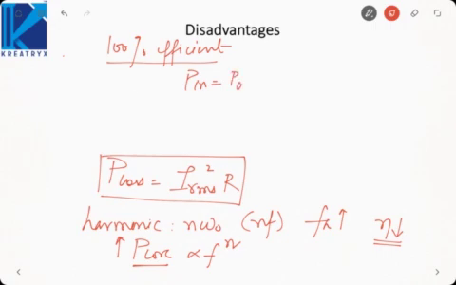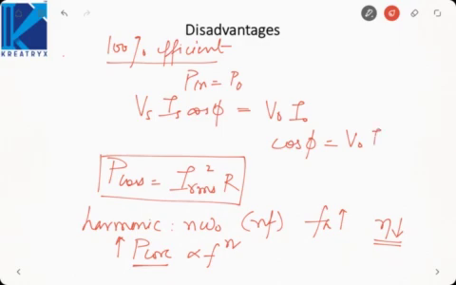Now input power will be Vs Is cos phi, where Vs is the supply RMS voltage and Is is the supply RMS current. P0, suppose it is DC output, V0 I0. So cos phi will be V0 I0 by Vs Is. Now as I told you, RMS current increases with increase in harmonics. So cos phi reduces.